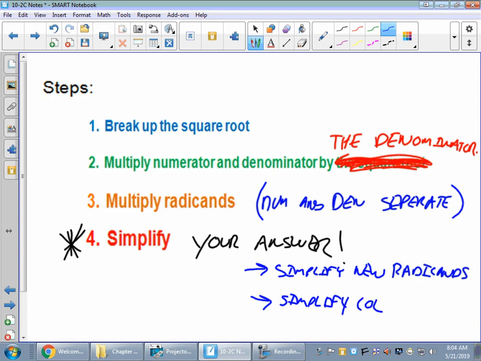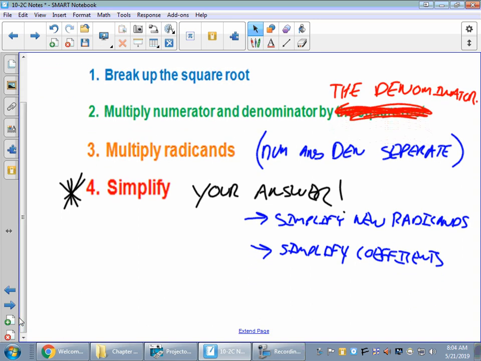Remember, coefficients are the numbers in front of the square root. So if you have to simplify your coefficients, that might be in the form of, say, a fraction. Can you reduce the fraction or simplify the fraction? And we'll see some examples of that. So those are the steps in how we are going to simplify with the quotient property.